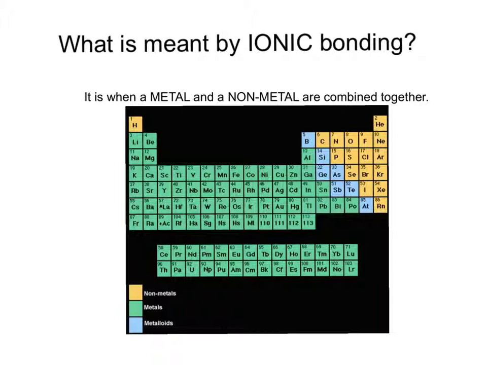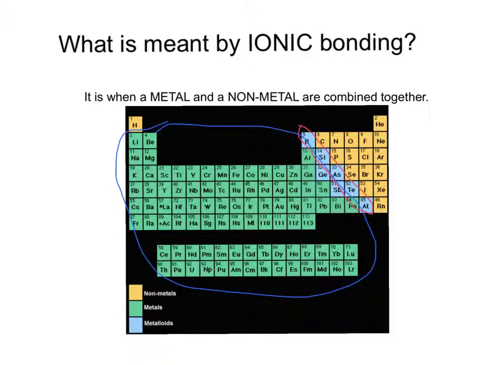If we take a look at the periodic table here, we will notice that all of these green elements are all metals. These elements here that are listed in blue are called metalloids. They have properties of metals and nonmetals, and for our purpose we're going to consider them metals also.